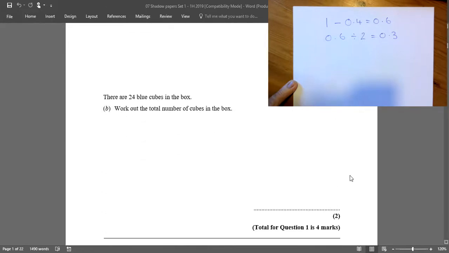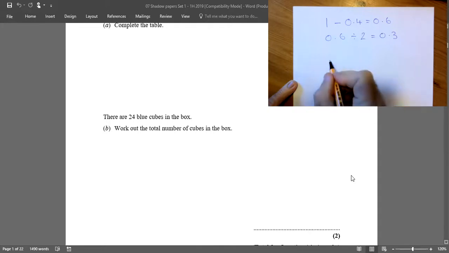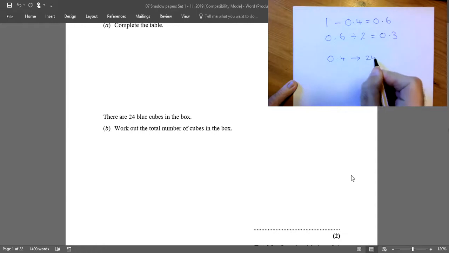Now it says there are 24 blue cubes in the box. So the probability of 0.4 is equivalent to 24 cubes. So probability of 0.1 would be equivalent to 6. I've divided by 4. So then probability of 1.0 would be 6 times 10, 60 cubes in the box.